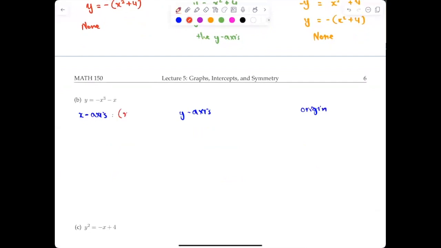All right, so for the x-axis, I'm trying the point x comma negative y. For the y-axis, I'm trying the point negative x comma y. And for the origin, I'm trying the point negative x, negative y. Again, what I'm doing is substituting this point into the original equation, manipulating the resulting equation, and hopefully I have a match with the original equation. If there is a match, you conclude that the graph is symmetric to whatever, x-axis, y-axis, or the origin.